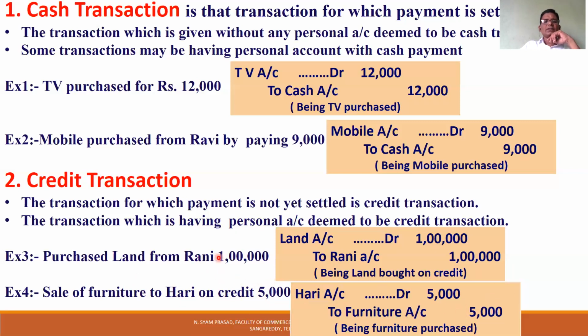So here Rani is the giver. We purchase from Rani. Rani is the giver, so the Rani account is credited. Here Hari is the receiver. We have given credit, we offered credit to him. So Hari, the receiver, is debited. Land coming in is debited and furniture going out is credited. This is about cash transactions and credit transactions.